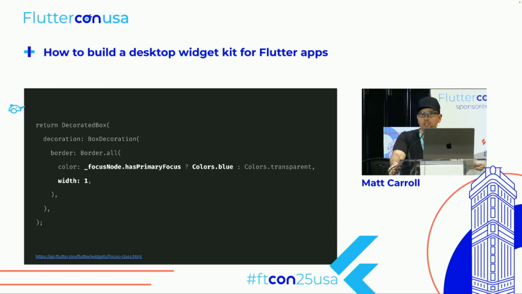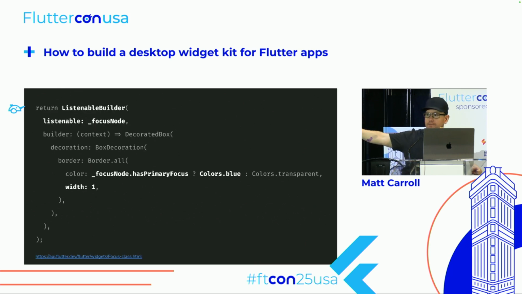But this still begs the question, what happens when we gain or lose focus? I mean, okay, we built the tree, but how do we rebuild when focus changes? And you've got multiple options here, but perhaps the easiest one in the middle of a widget tree is to use a listenable builder. A listenable builder, we can pass in the focus node as the listenable, and its child tree will rebuild every time the focus node changes, which means every time it gains focus, every time it loses focus, we rebuild our decorated box and we go from blue to transparent, transparent to blue.